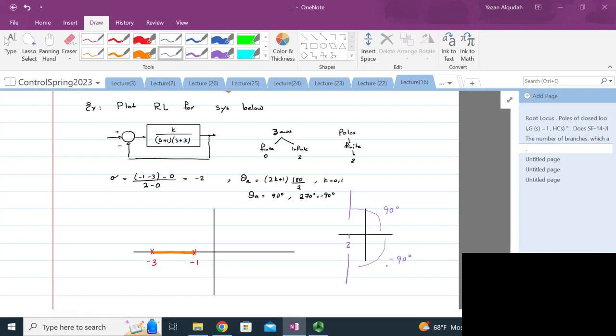I have a 90 degrees asymptote. If I were to stretch it, it's going to meet at -2. Now I'm going to take that knowledge and say, okay, can I now plot the root locus? What do you think the root locus is going to look like? A vertical line, yes. Can you have it any other way? Maybe. This will not go to the center.